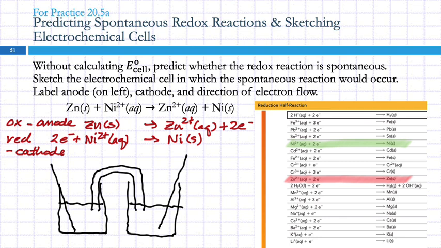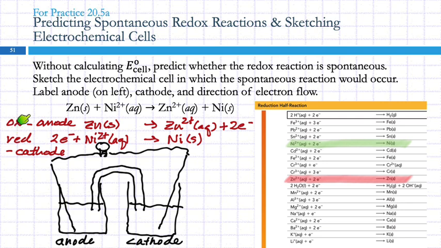And then we have our light bulb here and our wire going from one side to the other. The anode is always shown on the left. The cathode is always shown on the right, in alphabetical order.